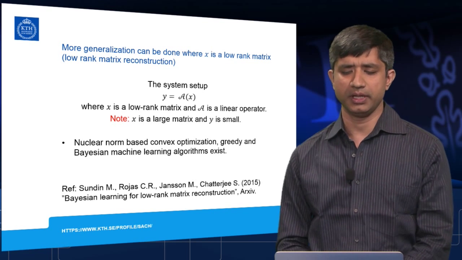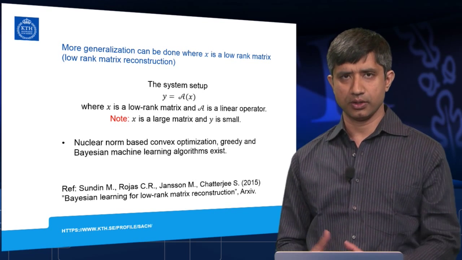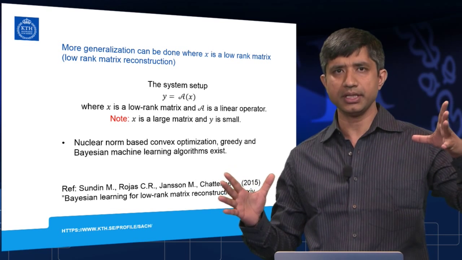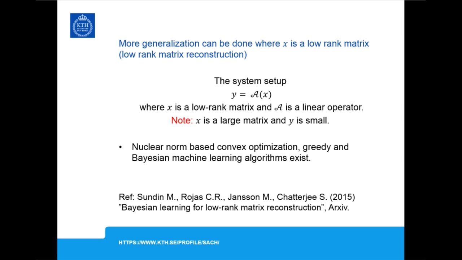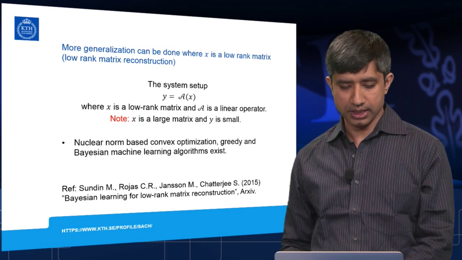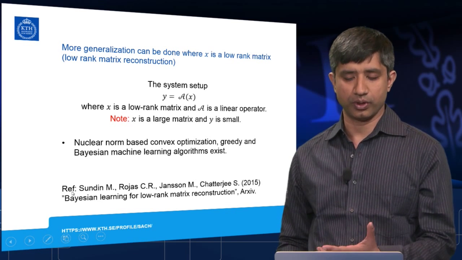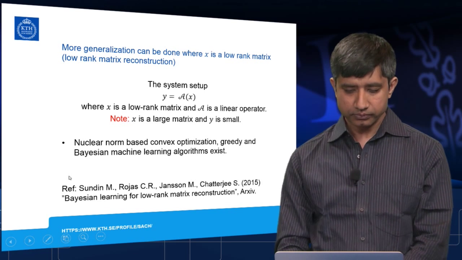So, more generalization can be done where X is a low rank matrix, called low rank matrix reconstruction. In the system setup, X is a very large dimensional matrix, but it has low rank. Still, a linear operator can act upon it, and it can be projected into a small dimensional y, and from that small dimensional y we can get back X. The associated algorithms are nuclear norm based convex optimization, greedy and Bayesian machine learning algorithms. We have worked on this, and this is the reference. This is also a new current work by us, which is right now in arXiv.